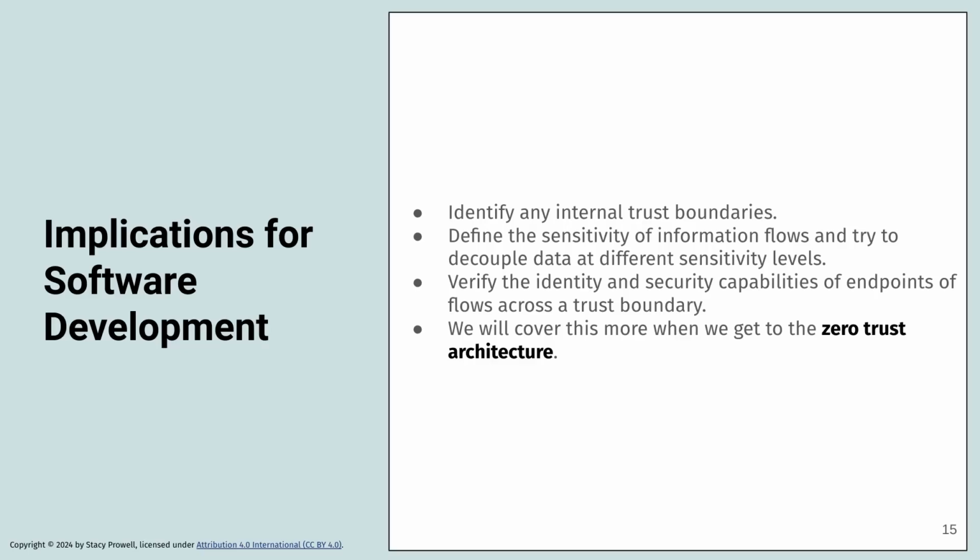It might be session hashes or that kind of information that could potentially be used in a replay attack or to hijack a session. It might be information that is sensitive because there are laws governing it, like personally identifiable information, protected health information, etc. So be aware of what the information flowing in your system is. Verify the identity of endpoints, where there are flows across a trust boundary, right? Know your user. And we'll cover all this a lot more when we get to Zero Trust.